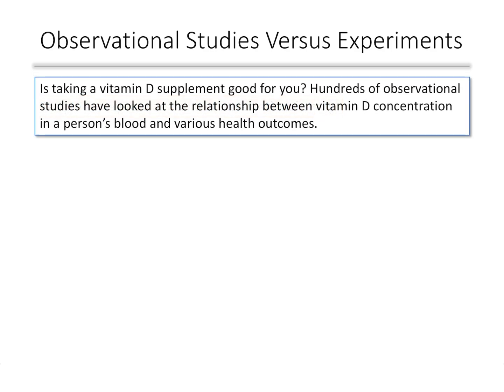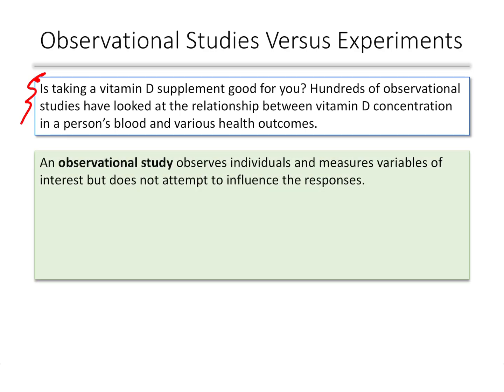So when we're looking at observational studies, we're going to look at some examples or some real life things as we talk through some of our definitions, which we have a lot of today. So the first one that we're going to look at here is, is taking a vitamin D supplement good for you? So there have been hundreds of observational studies that have looked at that relationship between vitamin D in a person's blood and other various health outcomes that they have. So the formal definition of an observational study would be that we are observing individuals and measuring variables of interest. But the biggest thing is an observational study does not influence the response. You are just watching and seeing what happens and then tracking the responses.